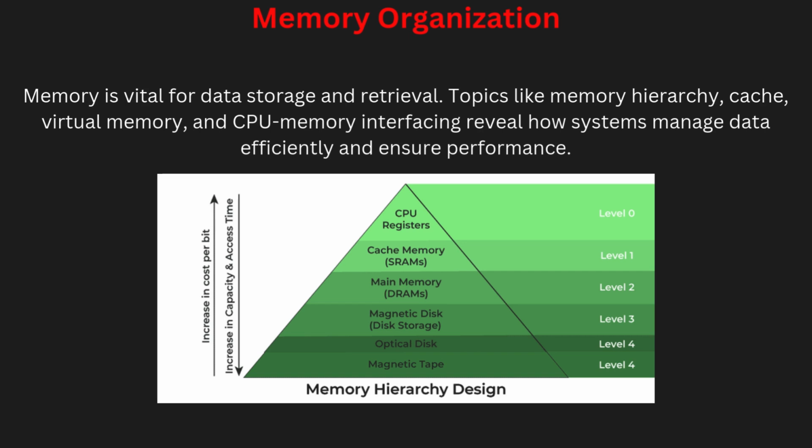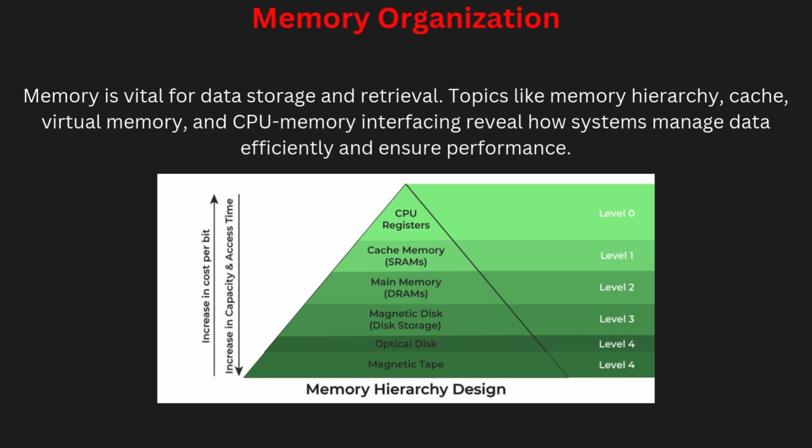Associative memory introduces content addressable storage, while cache memory boosts the processing speed by storing frequently accessed data. Virtual memory extends the physical memory through disk storage, enabling multitasking and larger program execution. CPU memory interfacing forms the core of the communication, and the data path design ensures seamless read-write operations. Memory organization is pivotal for achieving optimal system performance.